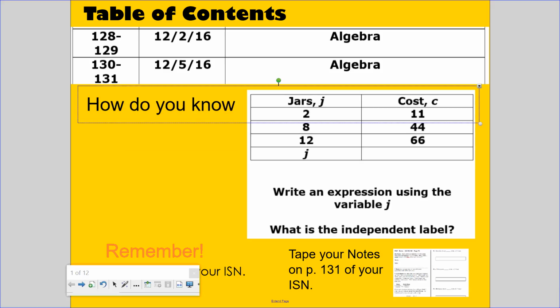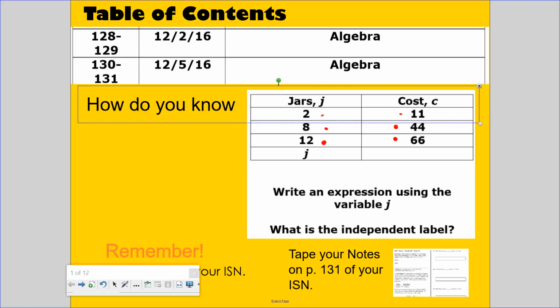This lesson is over algebra representation involving more about equations. So let's look at our number routine. How do you know? From what I could tell, this is a table about jars cost. 2 jars cost $11. 8 jars cost $44. 12 jars cost $66. Write an expression using the variable g. And then what is the independent label?